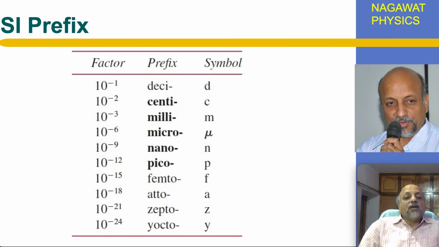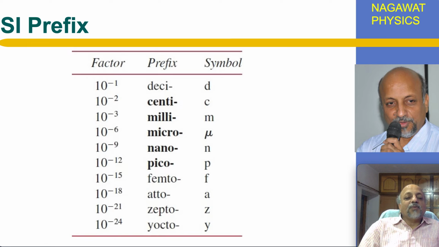10 raised to power minus 9, the prefix is nano and the symbol is small n. 10 raised to power minus 12, pico, and the symbol is small p. You may have noticed some similarity here: for 10 raised to power minus 12, the prefix is pico and the symbol is small p, and for 10 raised to power plus 12, what is the prefix? It is not peta, so don't get confused. P means peta. 10 raised to power plus 12 is tera.